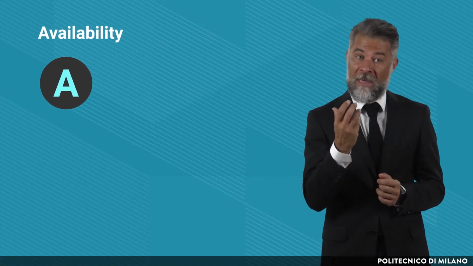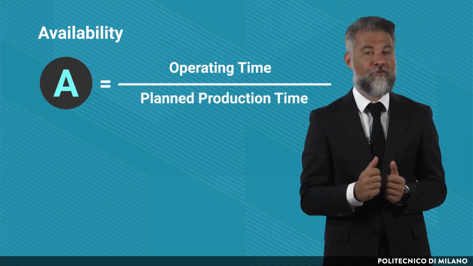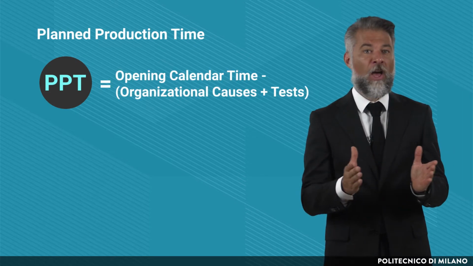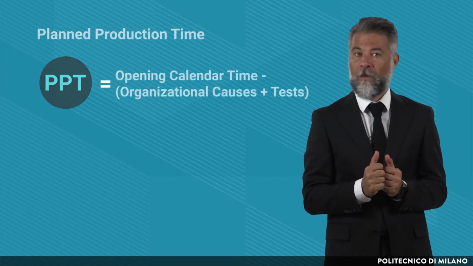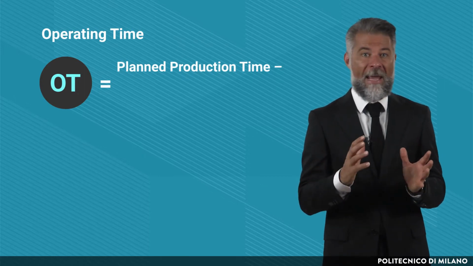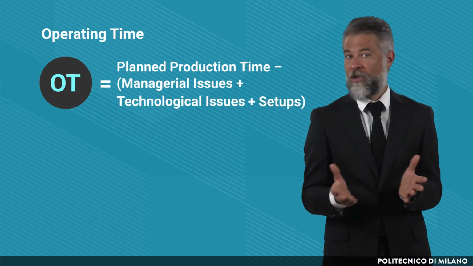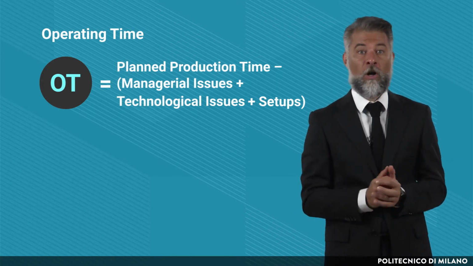Availability considers the impacts of all events causing idle time and downtime losses, and is calculated as the ratio between operating time versus planned production time. The planned production time is obtained by subtracting losses due to organizational causes and tests from the opening calendar time. Operating time is the planned production time minus all time losses linked to managerial or technological issues and setups causing stoppages in production, including breakdowns, failures, changeovers, adjustments, and so on.